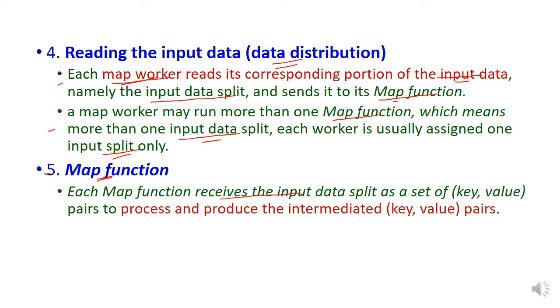Each map function receives the input data split, which is actually a set of key value pairs. Okay, and this will process and produce the intermediate key value pairs. That is, the process of the map function is to produce the intermediate key value pairs.